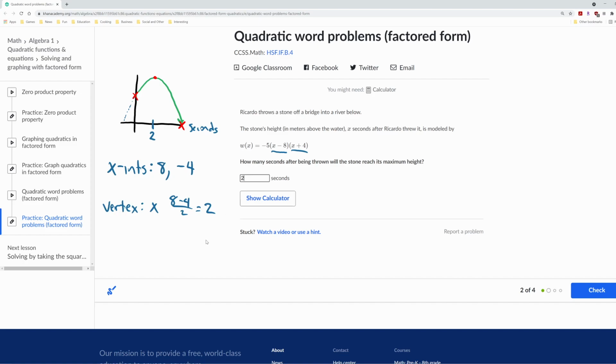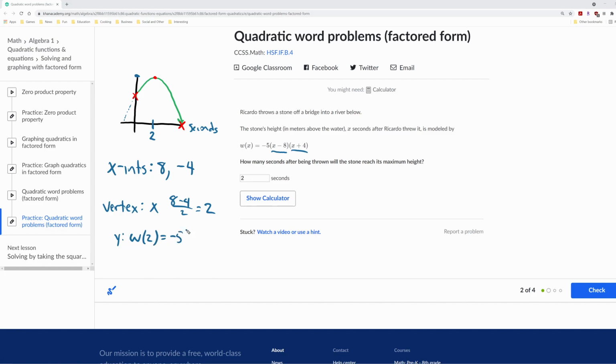But before we move on, let's just think about other things we could answer. Let's say this question, and I'm pretty sure Khan Academy does this, changed to what is the maximum height that the stone will reach? Well, if we needed the maximum height, what that means is you would want the y value of the vertex. And to get the y value, you plug in the x value, so you plug in x equals 2 to your function. So they named this function w for some reason. Water, maybe? Anyway, so we plug in x equals 2.